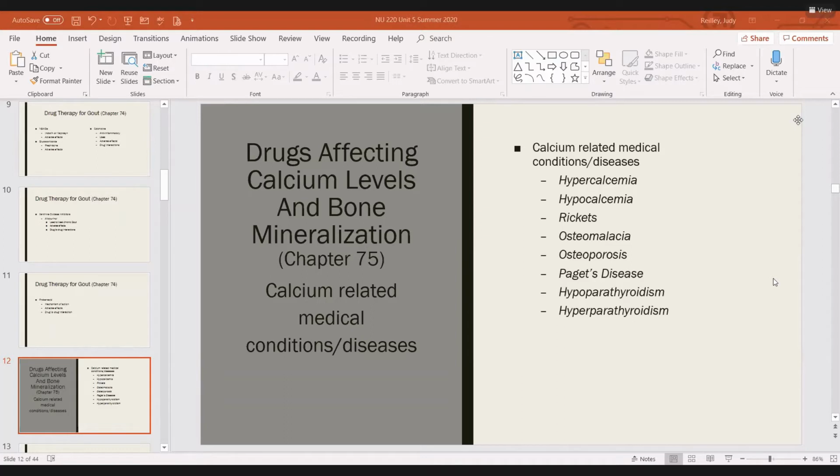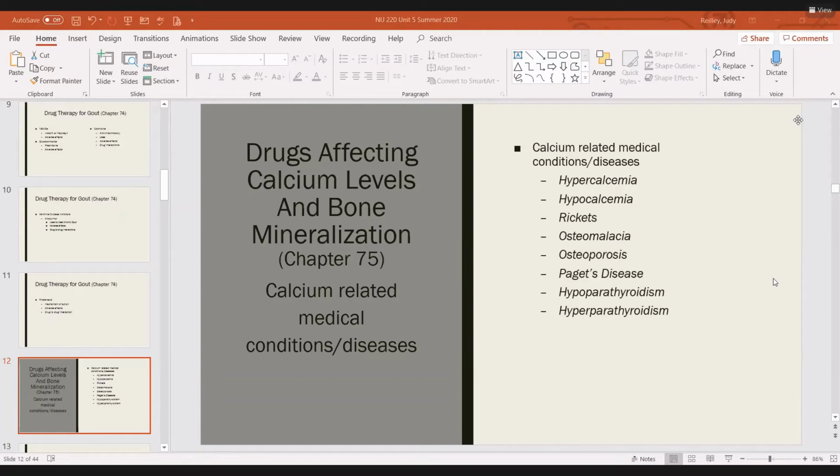Hypoparathyroidism is due to a decreased amount of the parathyroid hormone, usually as a result of having the parathyroid gland removed. When you look at this, patients are going to have symptoms such as tetany, skeletal muscle spasms, laryngeal spasms, or convulsions.